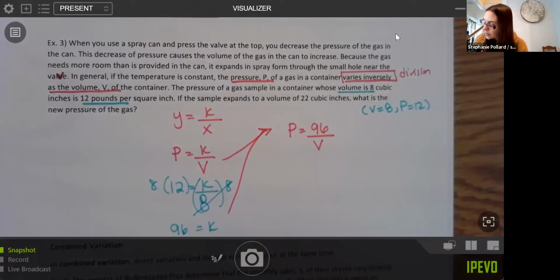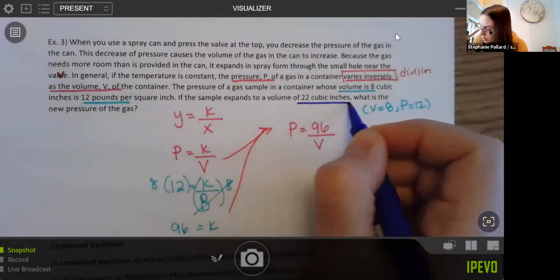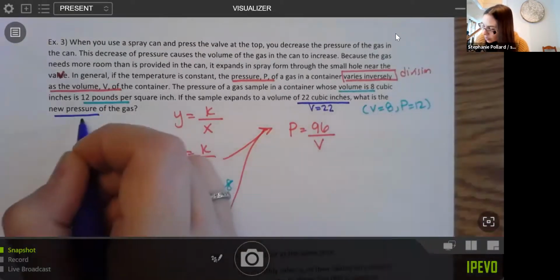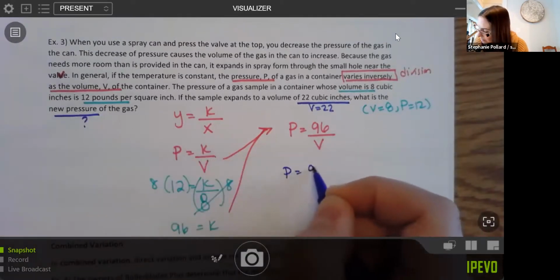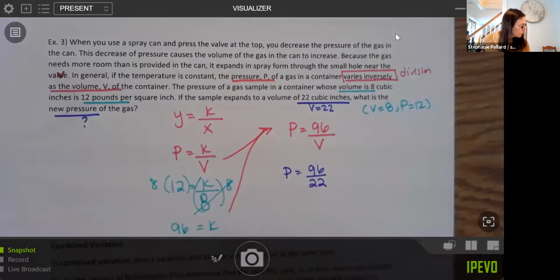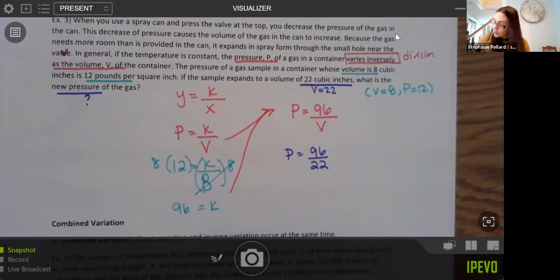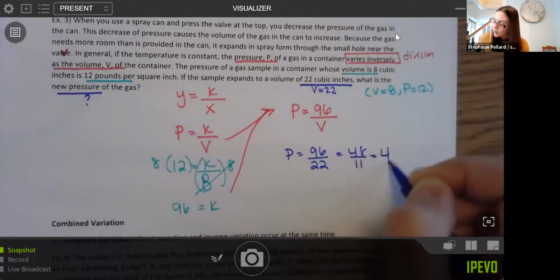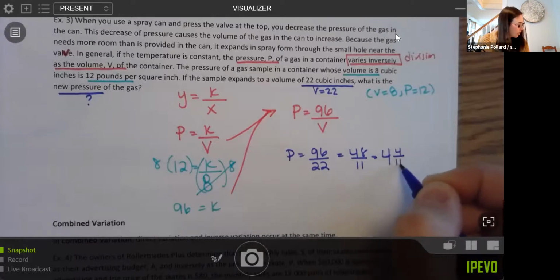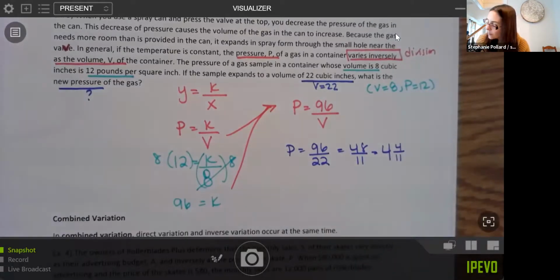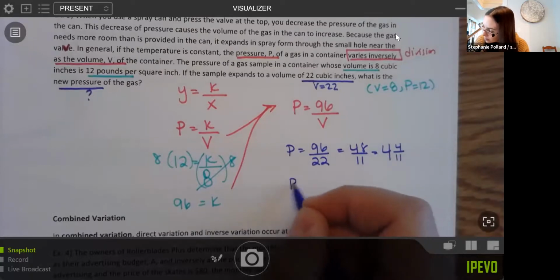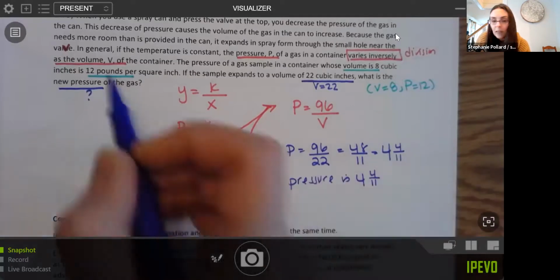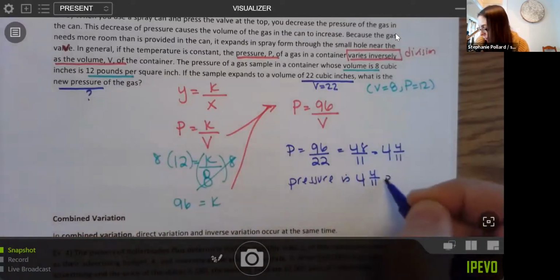Now, if the sample expands to a volume of 22 cubic inches, what is the new pressure? So now I know the volume and I'm looking for the pressure. So 96 over 22. We can divide those each by 2. You have 48 over 11. 11 goes into 48 4 times, which is 44. So I have a remainder of 4 there. So the pressure is 4 4/11. And then use the same units, pounds per square inch.